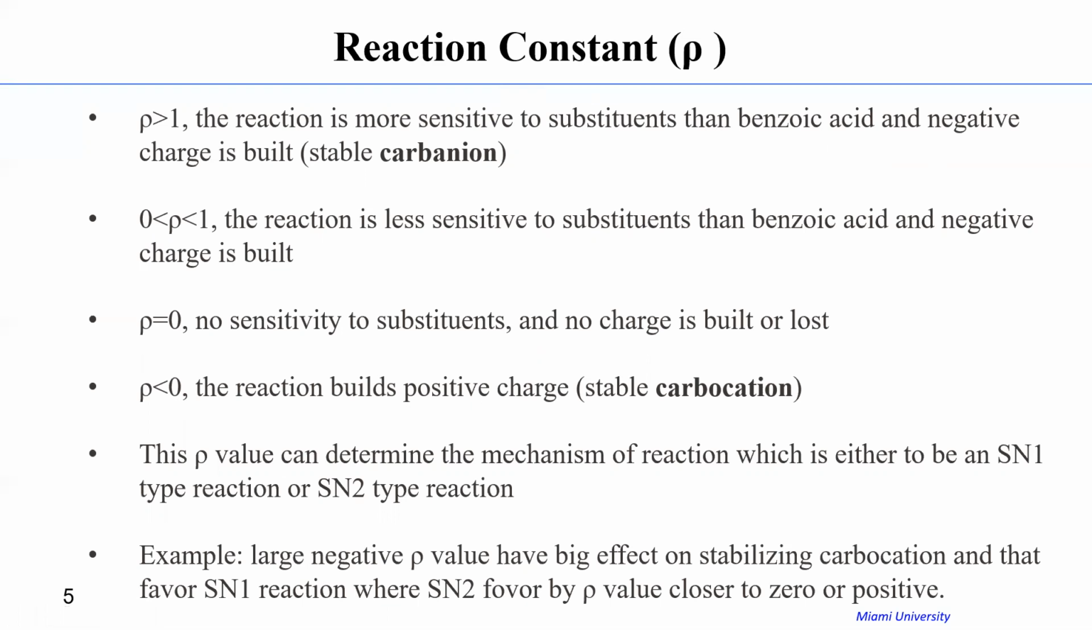So from here I learned that I can explain whether a reaction is SN1 or SN2, because a large negative rho value has a big effect on stabilizing the carbocation, and that favors the SN1 reaction over SN2. That knowledge we also used in our group presentation, where we also explained the Hammett plot, and that knowledge helped me in solving for the rho value in the midterm. I think in this way, this helped me a lot. Thank you.